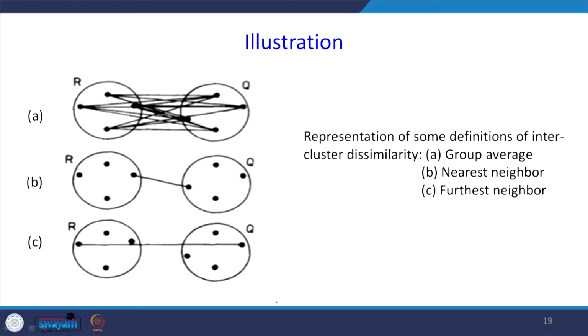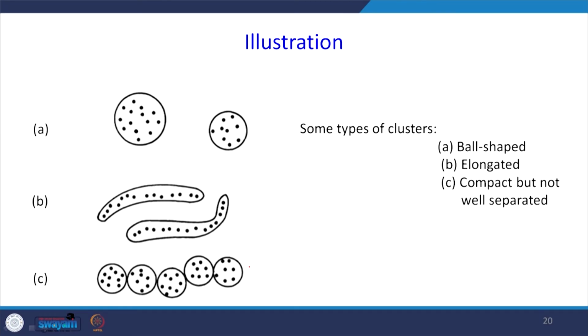This picture shows the distance measures. The first one represents a group average. So, you see that all the points are connected with all other points in that cluster. Say R is one cluster, Q is one cluster. We are finding the average, that is a group average. This is a representation of some definition of inter-cluster dissimilarity. The second one is the nearest neighbor. The third one is the farthest neighbor, that I have explained in my previous slides. These are different types of distance measures.